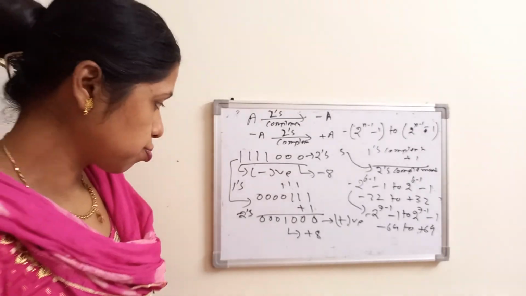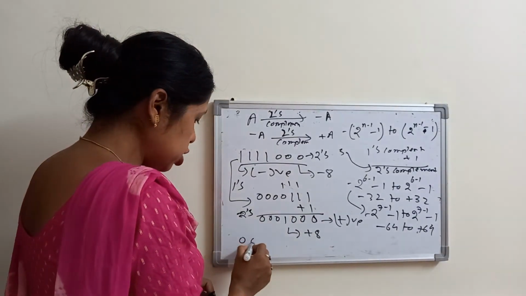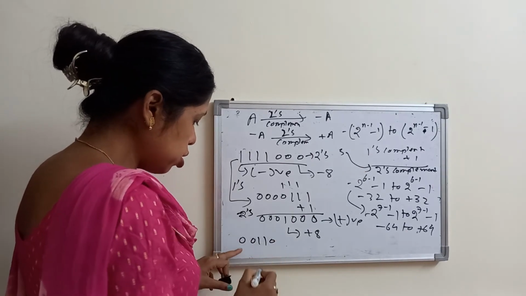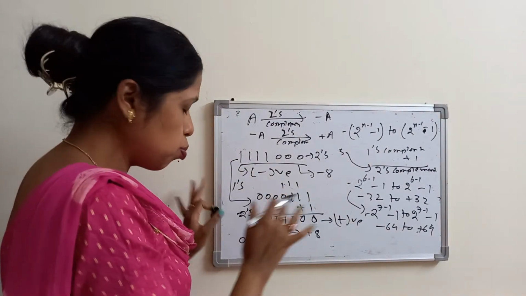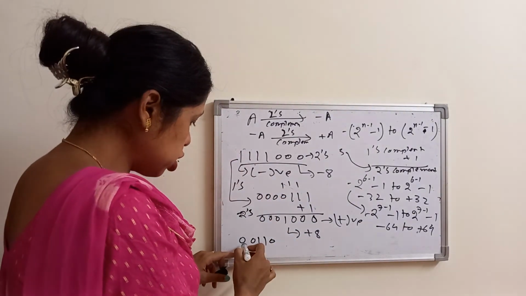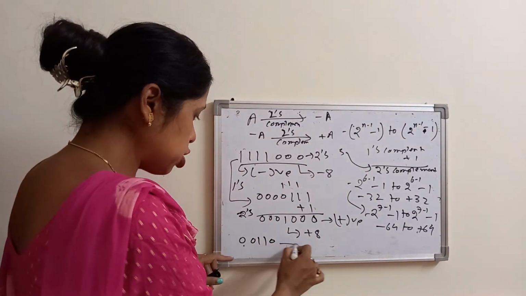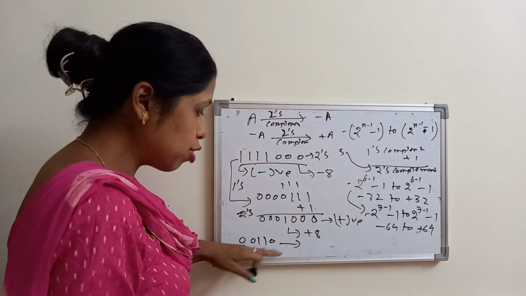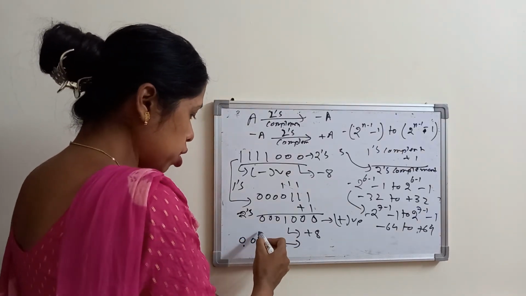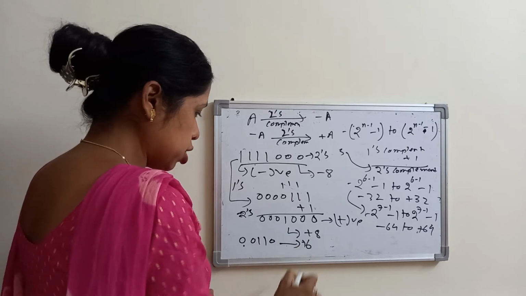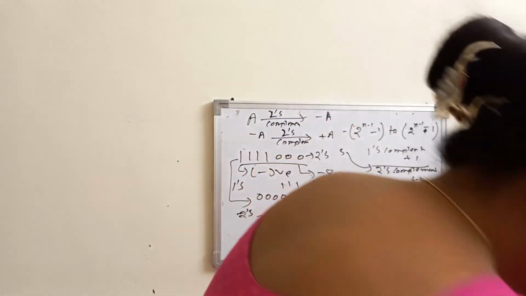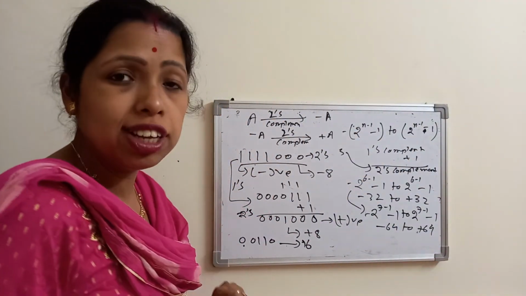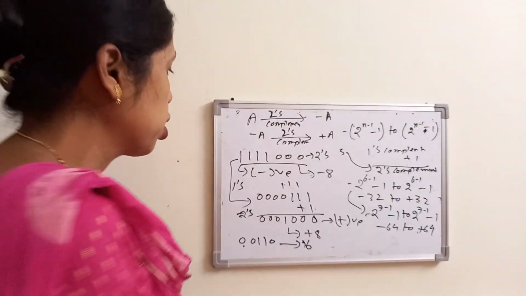Okay, suppose any number has 0 in the MSB. For that, no first complement or 2's complement is required, because the MSB is 0. That means you can directly convert it from binary to decimal. Okay, this is plus 6. That's why I have shown you examples only for when the MSB is 1.